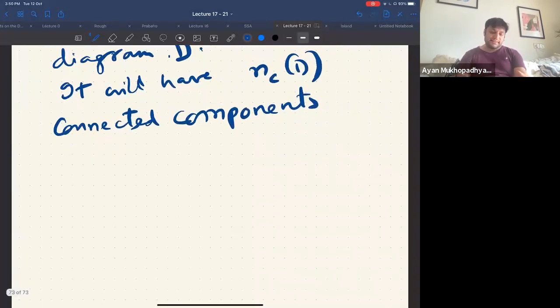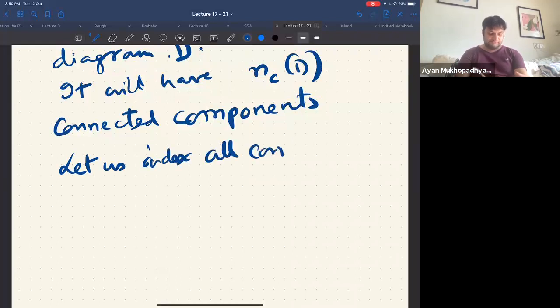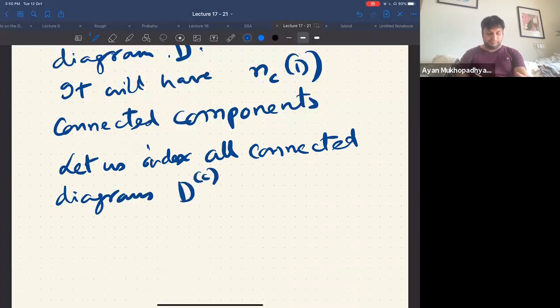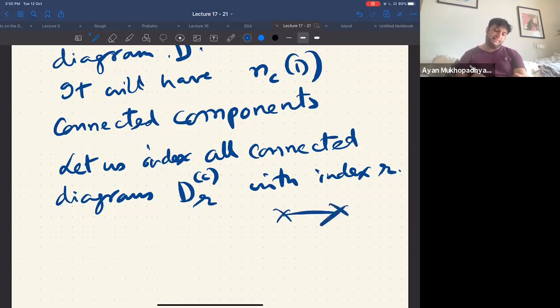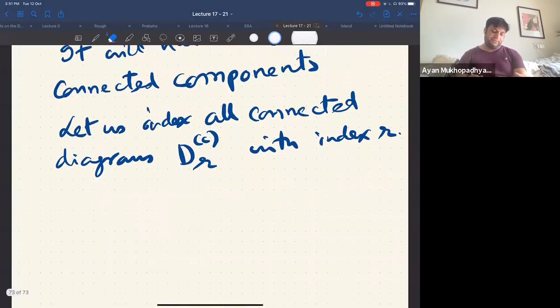And now the thing is that each connected component can also be repeated some number of times, right? So let us index all connected diagrams D_R^C with index R. For example, for the quantum harmonic oscillator, there is only one connected diagram, which is problem 3 of the assignment that we are doing now, and which is simply this. That's the only possible connected diagram.